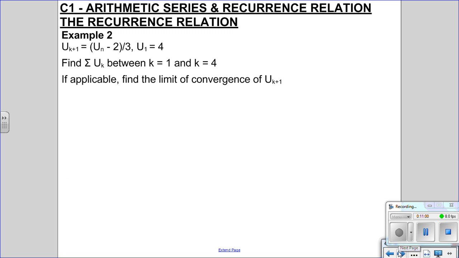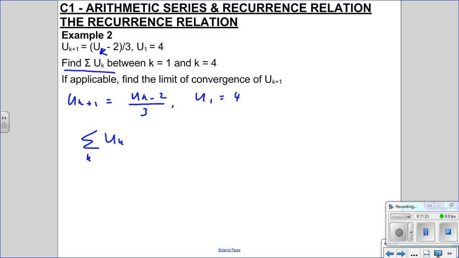Let's try this second one then, always escalating in the difficulty. That should be okay there. So if I've got uk plus 1 is uk minus 2 over 3, where u1 is 4. Okay, it says here, find sigma uk, where k varies from 1 to 4.